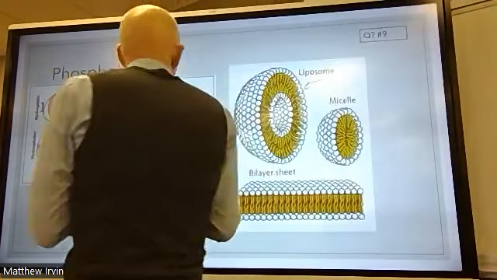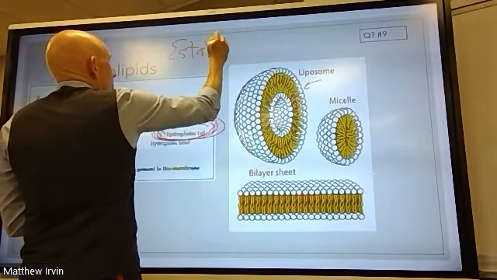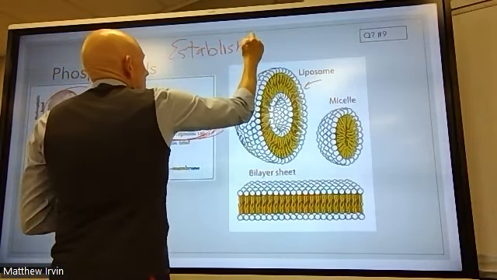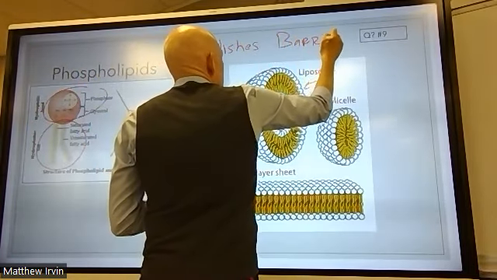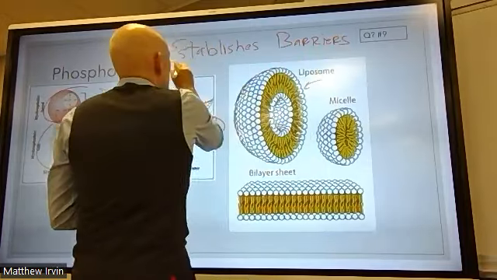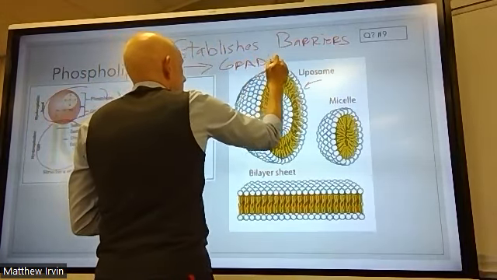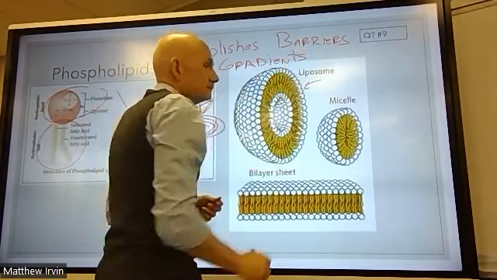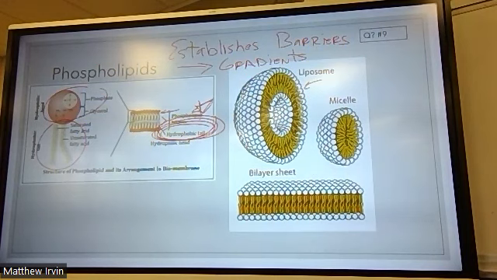The most important thing is that this establishes barriers, which then allow for gradients to be made. What happens if you don't have gradients? Because you have reached equilibrium. Very good.